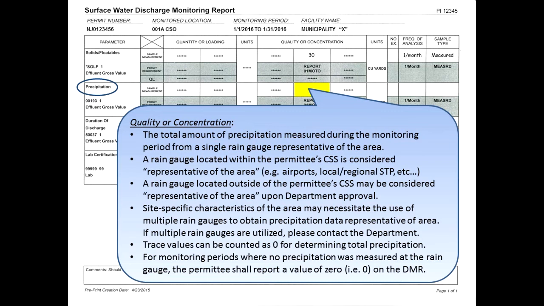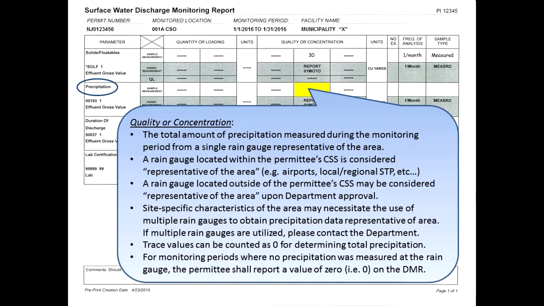There may be situations where the site-specific characteristics of the area necessitate the use of multiple rain gauges to obtain precipitation data representative of the area, for example in the case of larger combined sewer systems. In those situations, the permittee must contact the department for further direction. There may also be cases where trace values of precipitation are measured at a rain gauge for a particular day. In those cases, trace values do not need to be included in determining the total precipitation during the month.